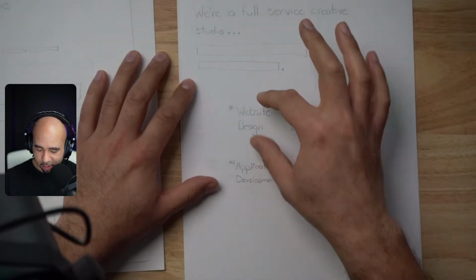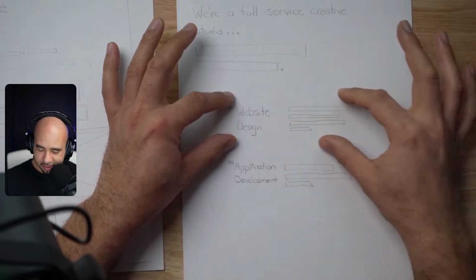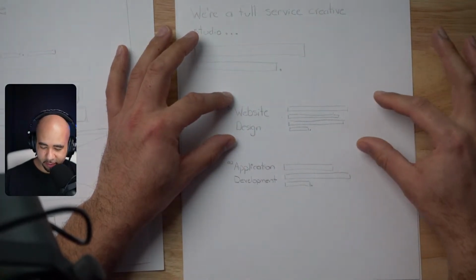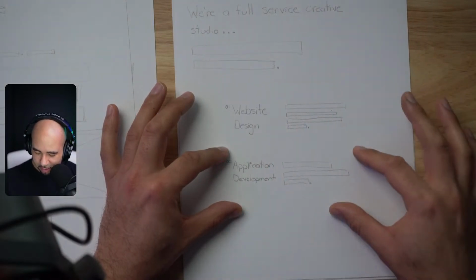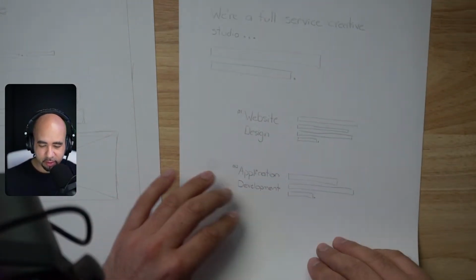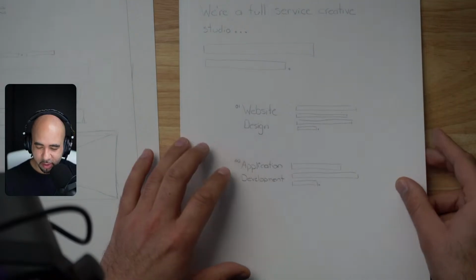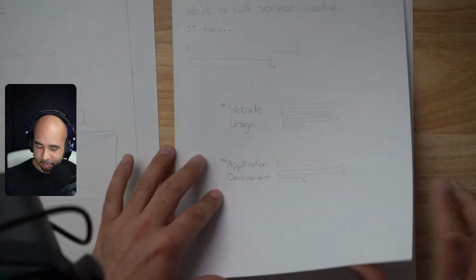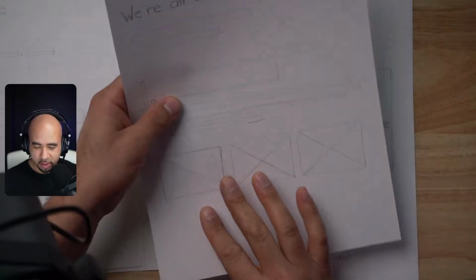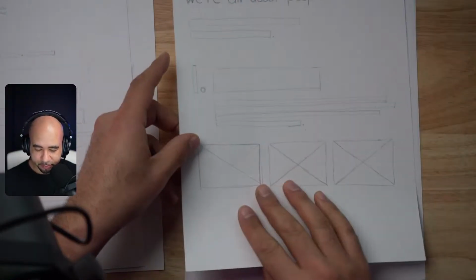So there's going to be the website design written in big text, and then a description of what that entails. Same thing here, application development. This is what we do, so on and so forth through the 5 different services. So that's all that's going to be here. It's going to be a very simple page, nothing too fancy about this at all.